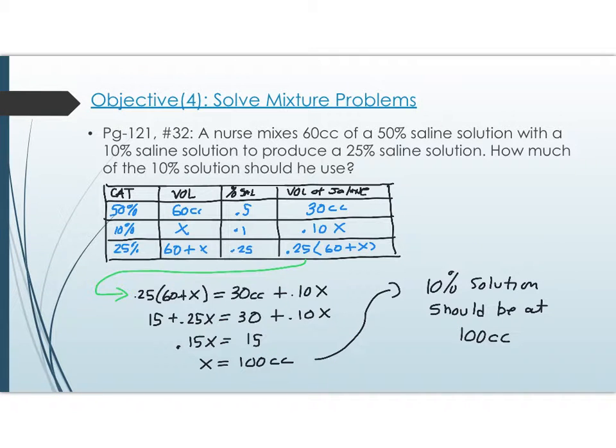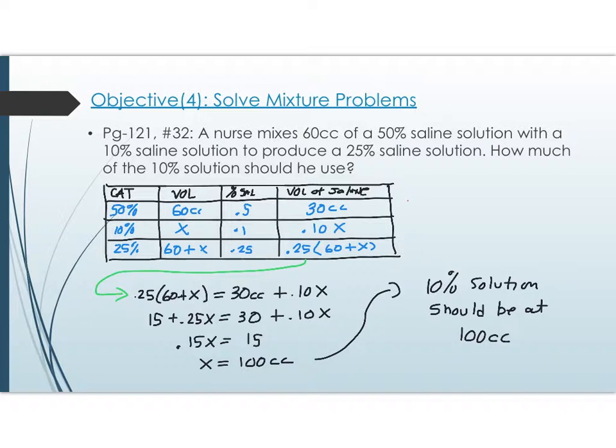My final problem is to solve a mixture problem. This is page 121, number 32. A nurse mixes 60 cc's of 50% saline solution with a 10% saline solution to produce a 25% saline solution. How much of the 10% solution should he use?